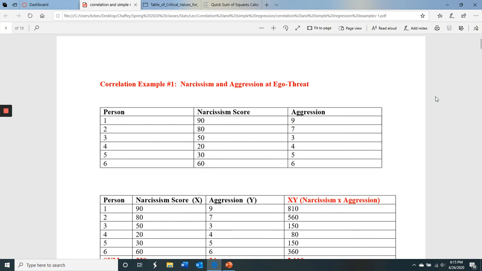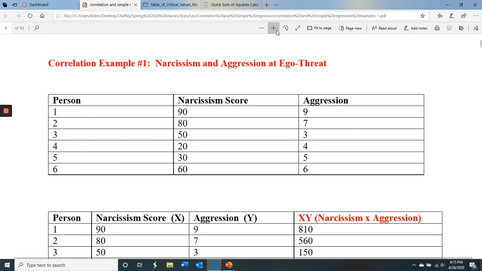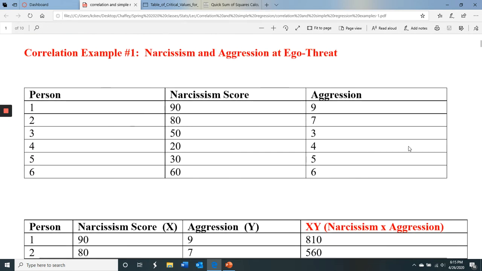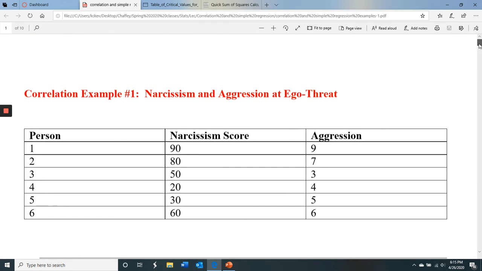So let's do an example. And again, this is Pearson. So go ahead and copy these data. And I can't go any further. Oh, here I can. So here's our first correlation.